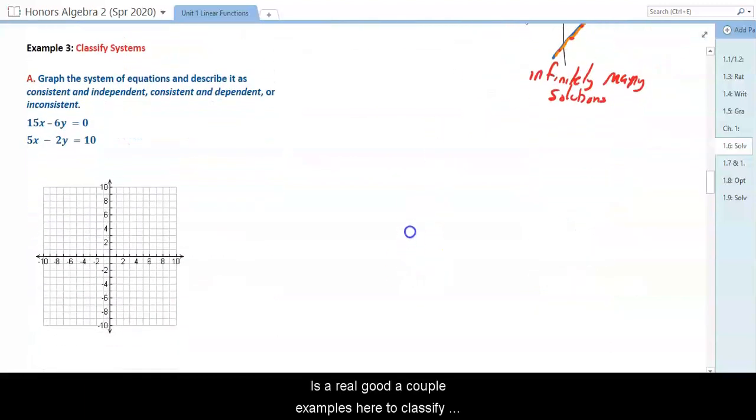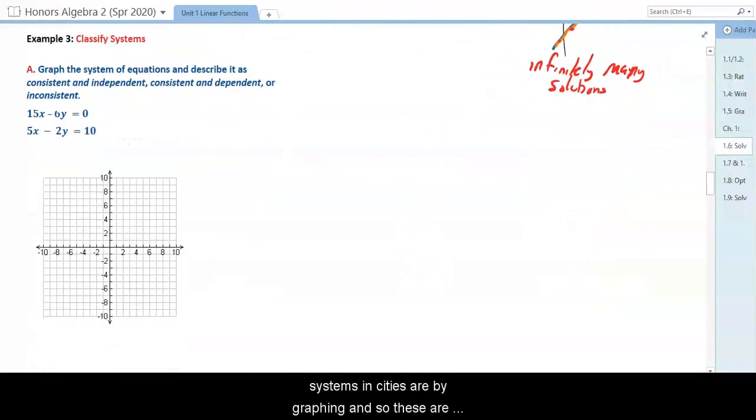And so we're going to look at a couple of examples here to classify systems. And so these are by graphing. And so these are, again, in standard form. Now we're going to look at this first one here. This one's not going to be good to graph in standard form because the C is equal to 0.